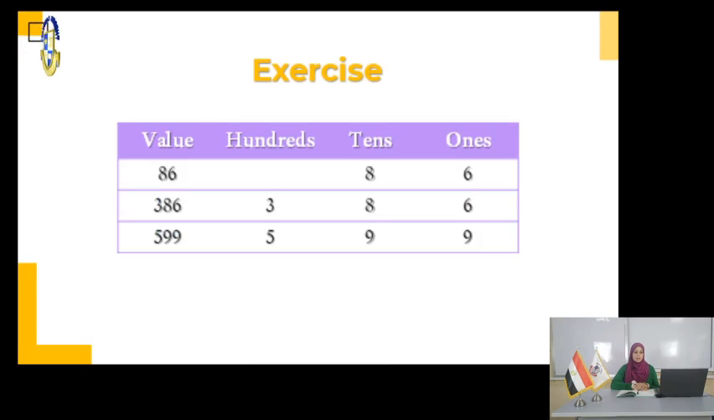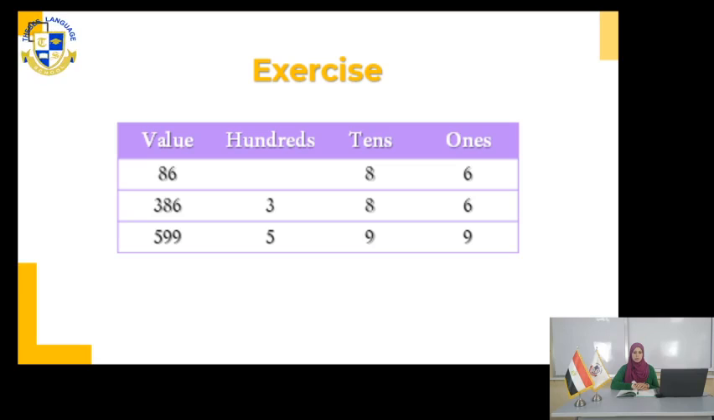The number 86. How many ones in 86? That's right, 6. How many tens? 8. And there is no hundreds. The number 386. How many ones? 6. How many tens? 8. And how many hundreds? 3. Because you are saying 386. So 3 hundreds and 8 tens and 6 ones.